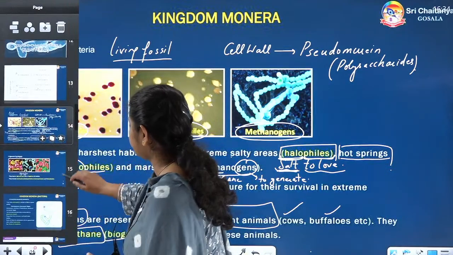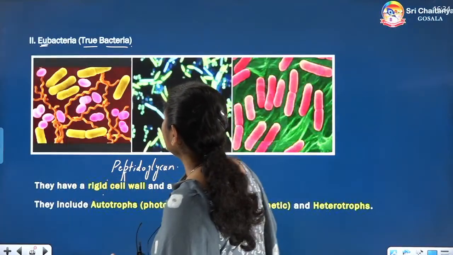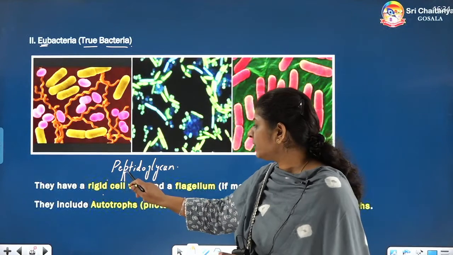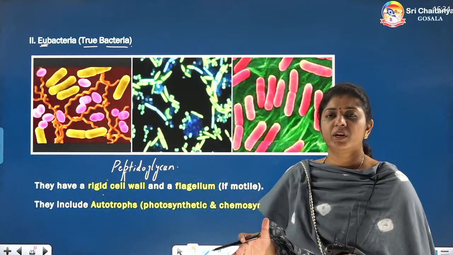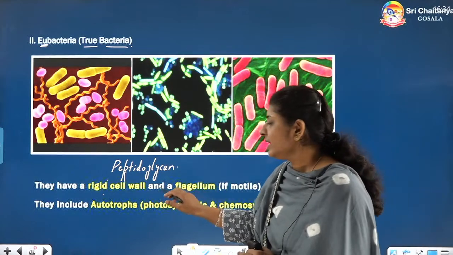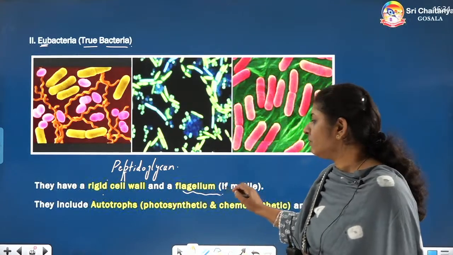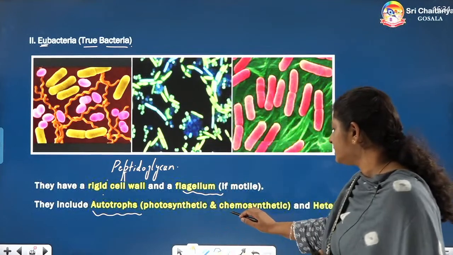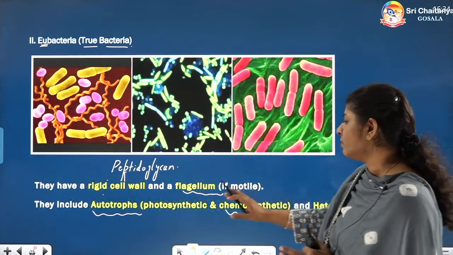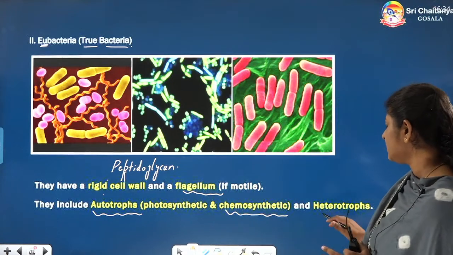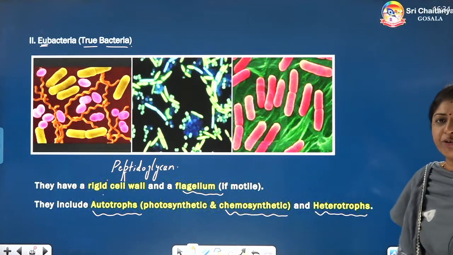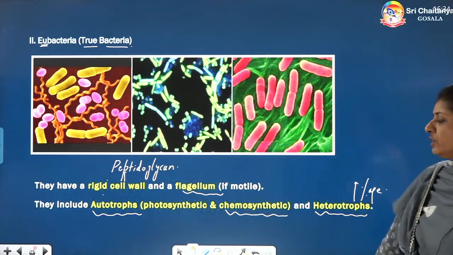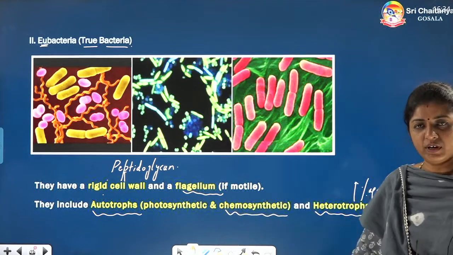Coming back to eubacteria, their cell wall composition is made up of what thing? Peptidoglycan. Again it is a polysaccharide, right? And they can have flagella for mobility. And next, they are autotrophs. I already told you, it can be autotroph photosynthetic, or chemosynthetic, or even heterotroph, and heterotrophs have a higher percentage as compared to autotrophs, right?